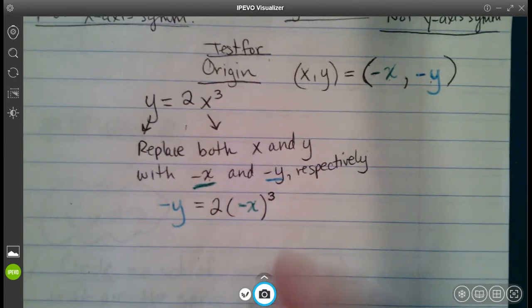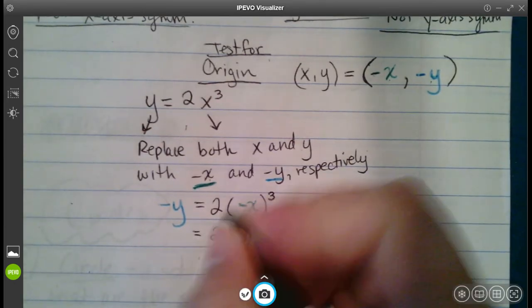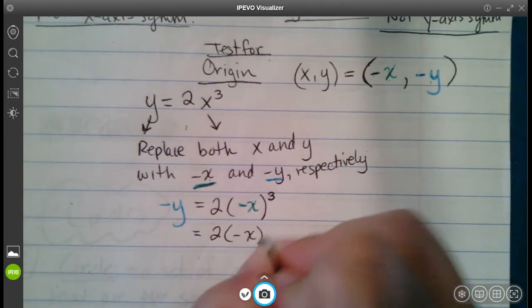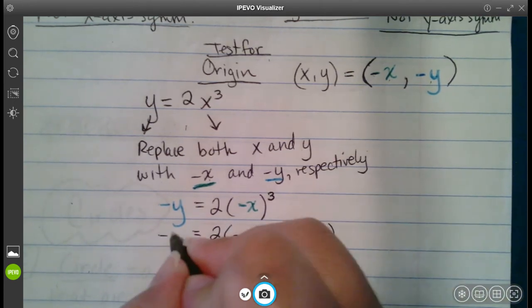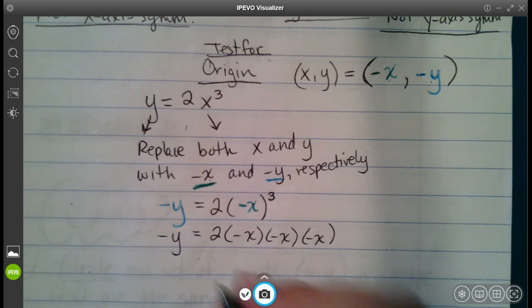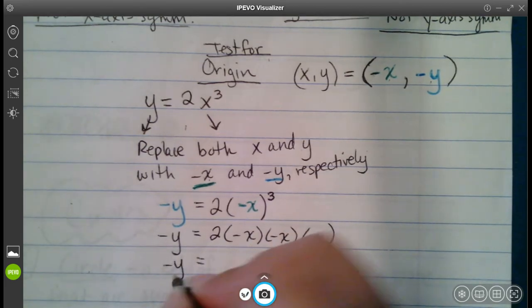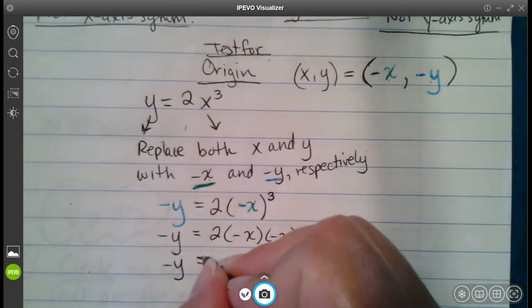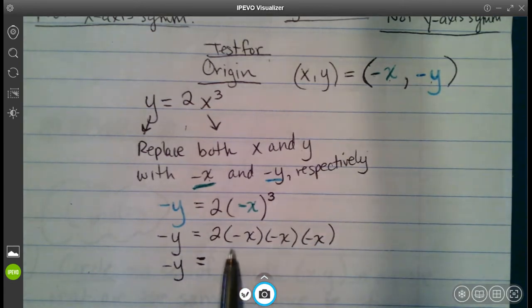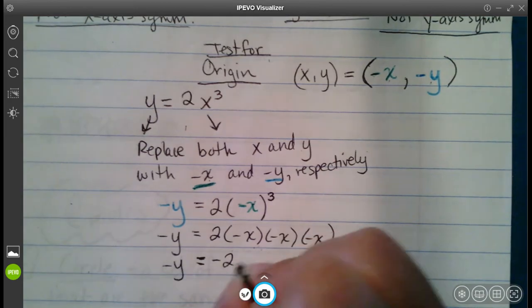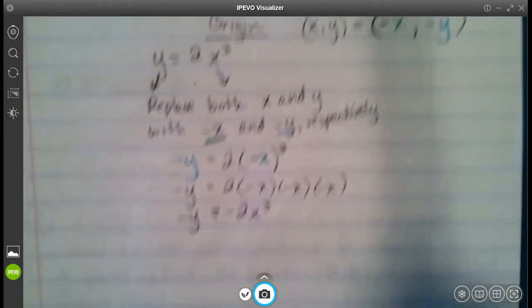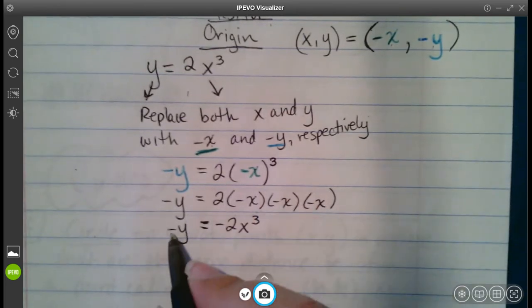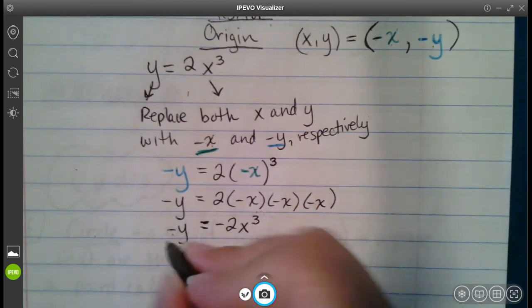So what I'm going to do is expand the right side. So this is negative x, negative x, negative x. I'm going to leave this as negative y. I'm just bringing down that negative y for now. And I already know from my y-axis symmetry that this right here is going to give me negative 2x cubed. Okay, so now I have negative y equals negative 2x cubed.